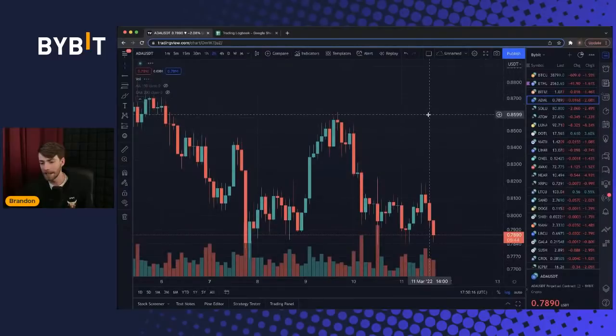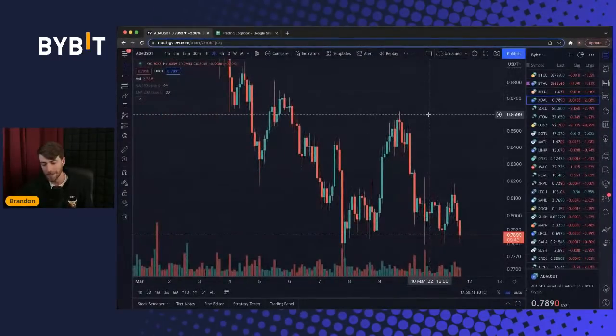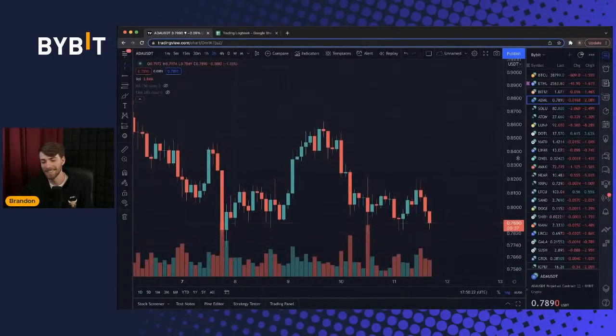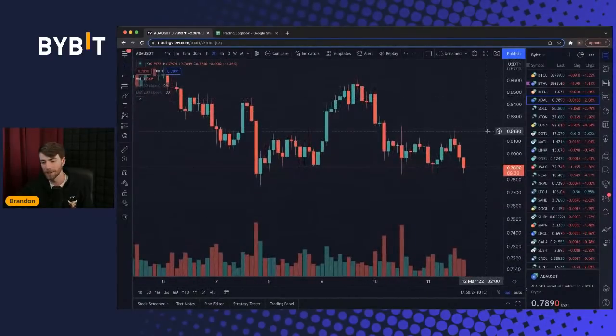So let's go ahead and take a look at ADA, Cardano, or like I said, I believe it's ADA, not ADA. I always just call it ADA. I call everything by their tickers.